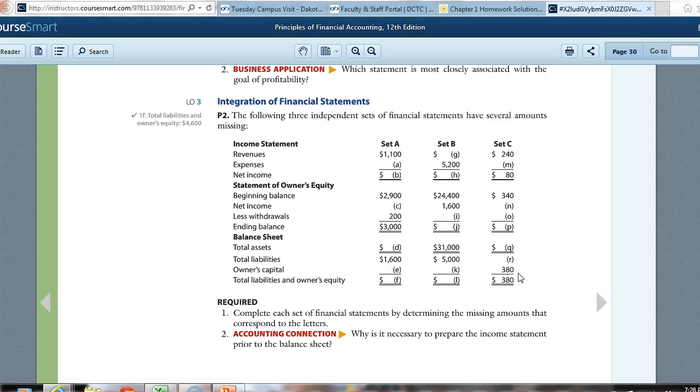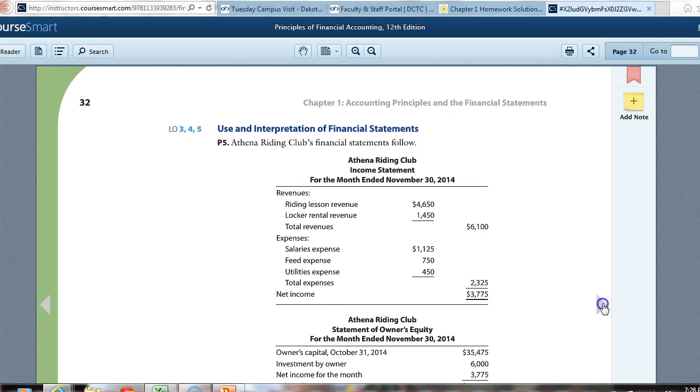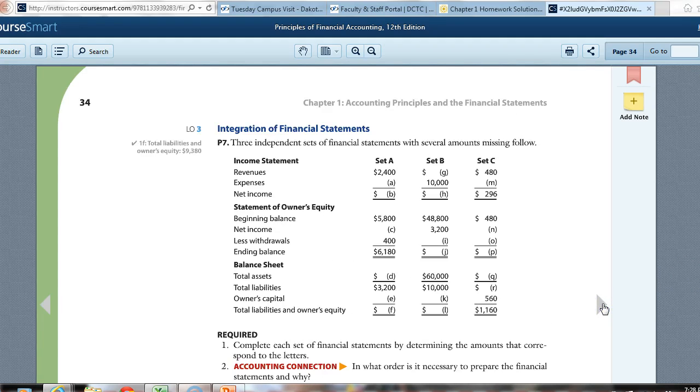Guys, this is a really important exercise because it really helps you see the relationship. Does that make sense? Do we want to do another one like this? Okay, let's go to P7.